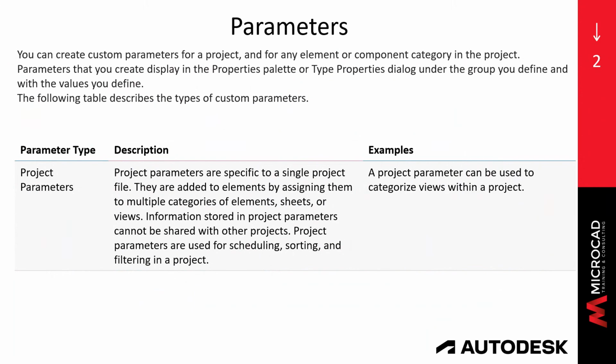The only thing is that project parameters cannot be shared, and that I say with a little bit of a yes, they can be through a workaround. There's always workarounds. Project parameters can be used for scheduling, for sorting, and for filtering in a project. Typical project parameter is the parameters that you use to categorize views.